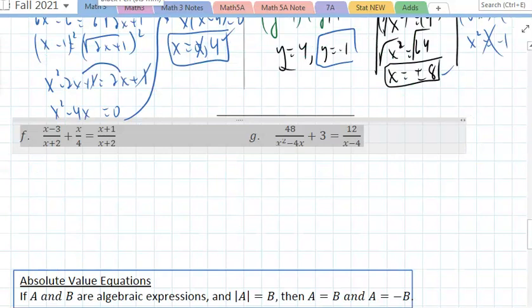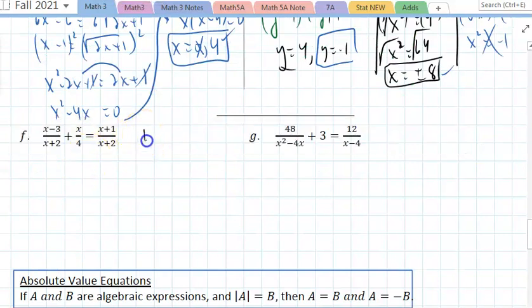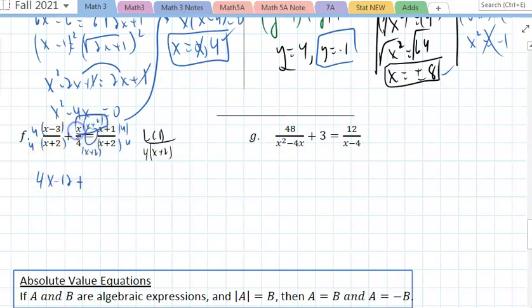And the next set of problems, I see a fraction. I go for LCD. The LCD is x plus 2 times 4. Well, what is this missing? This is missing a 4. This is missing an x plus 2. And this is missing a 4. So since it's an equation, I read the top. That says 4x minus 12 plus x times, I'll write that in 2 steps.